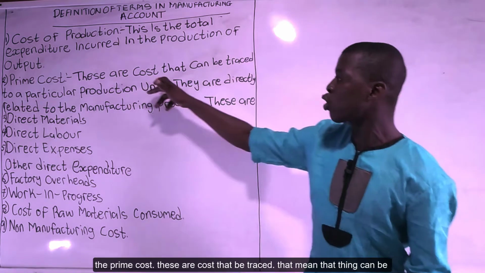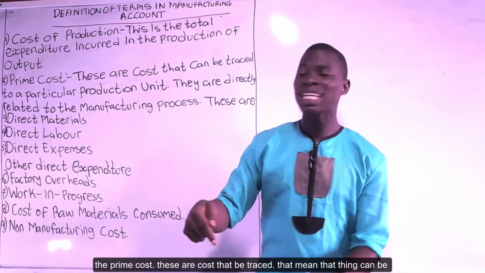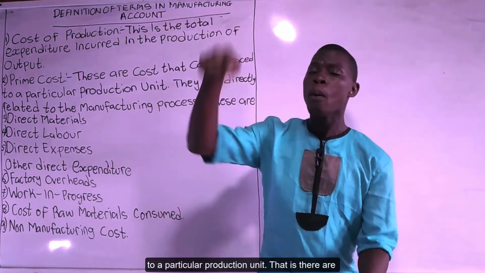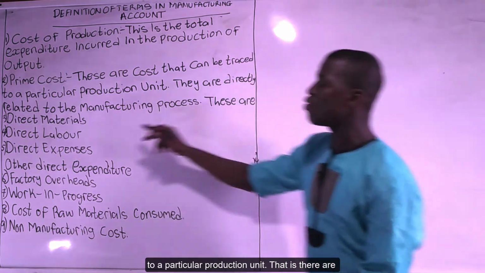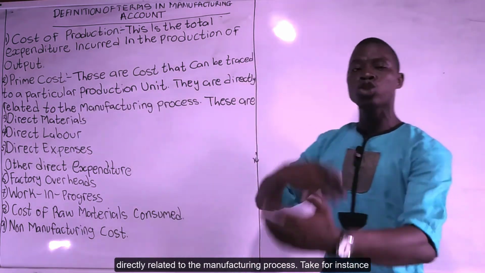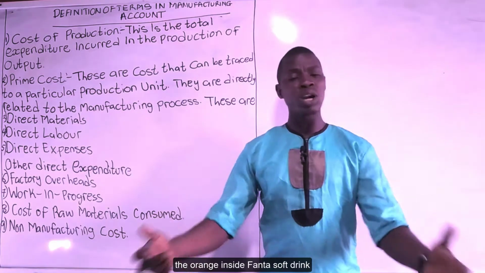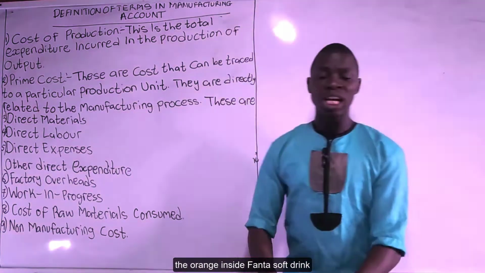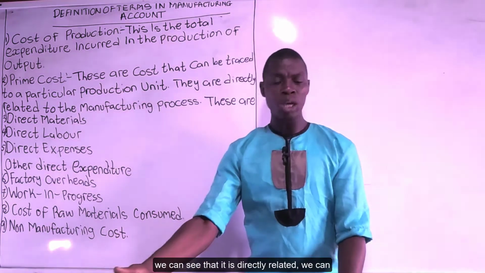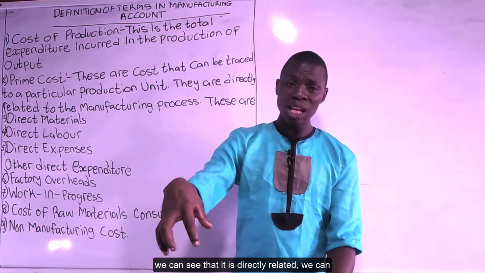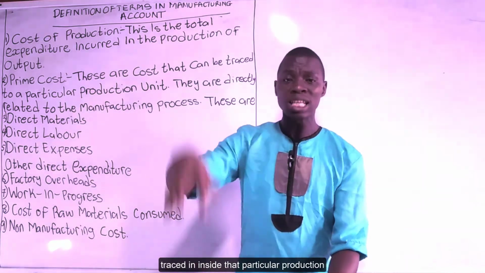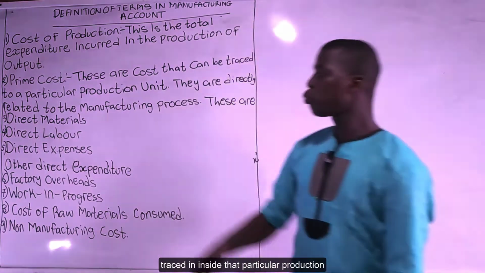That is, these are costs that can be traced to a particular production unit. That is, they are directly related to the manufacturing process. Take for example, the orange inside Fanta. We can see that it is directly related. We can trace it inside that particular production.